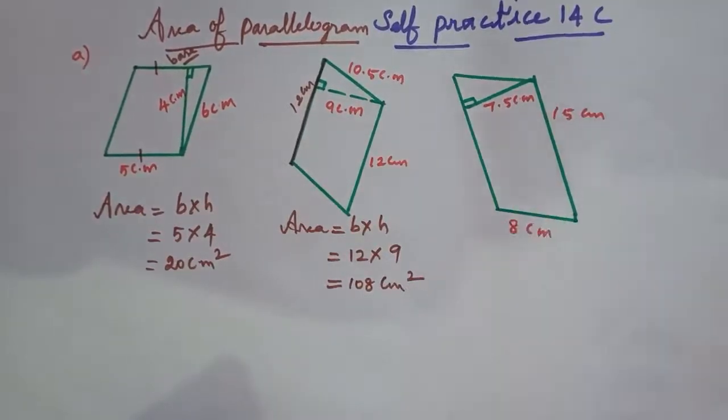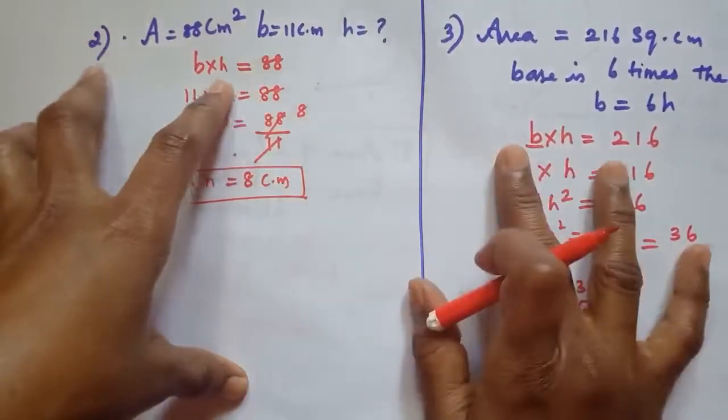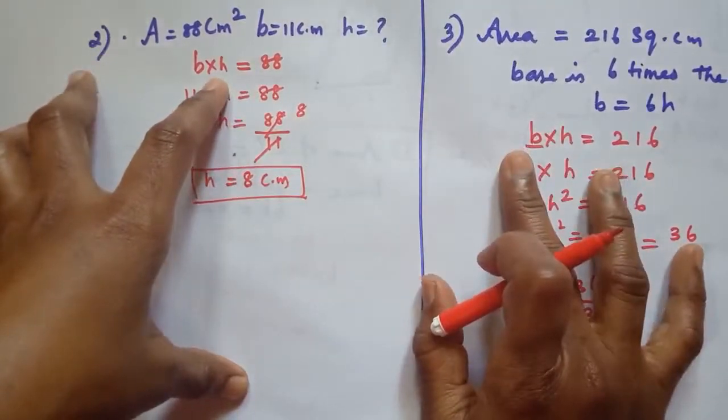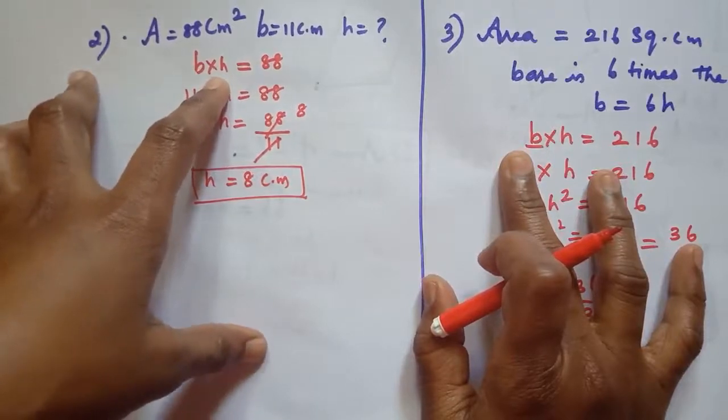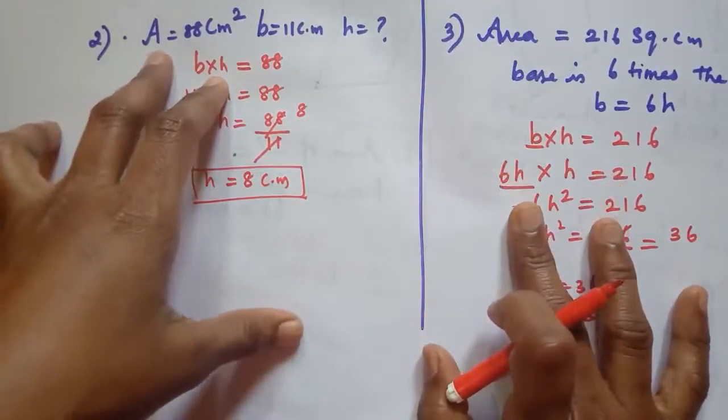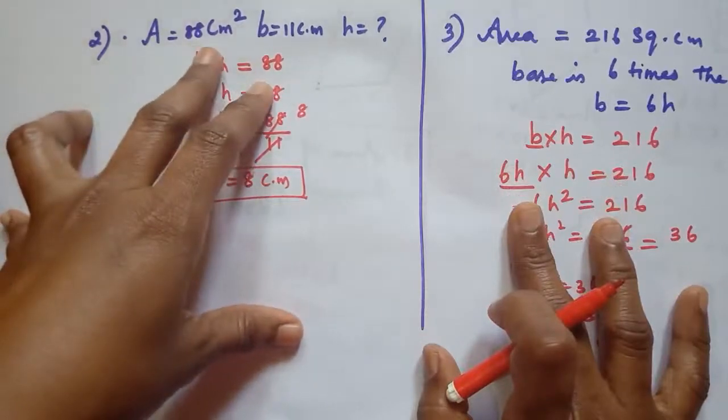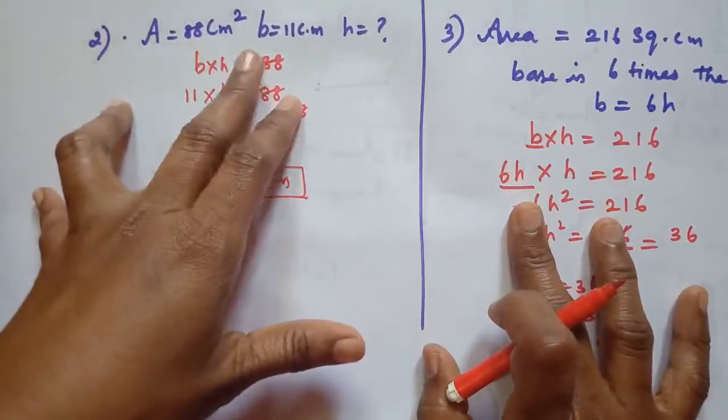Hi students, now let's move to the second question. Use the area of the parallelogram to find the missing base b or height h. Here area is given: area is equal to 88 centimeter squared, b is equal to 11 centimeter. We have to find h.